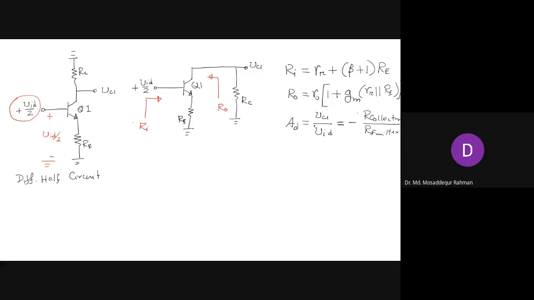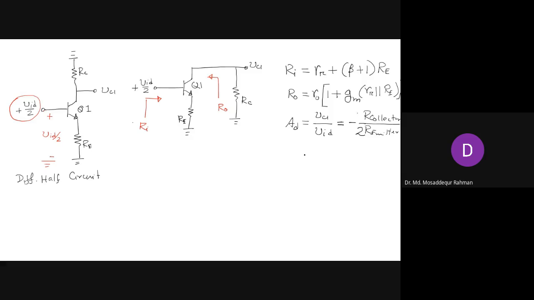But in this case, the input is half of this, and we're taking twice of this. So actually it will be divided by 2. Since the input is VID by 2, if you put VID by 2 here, then it's like this. But we're thinking in terms of the gain of the differential here, so it will be divided by 2. So that will be the gain expression.